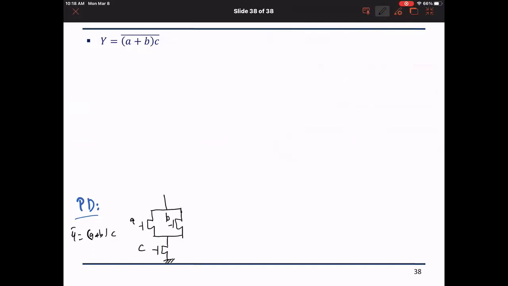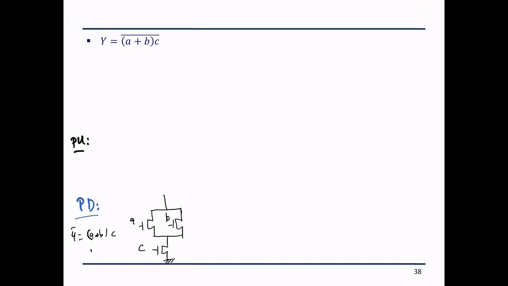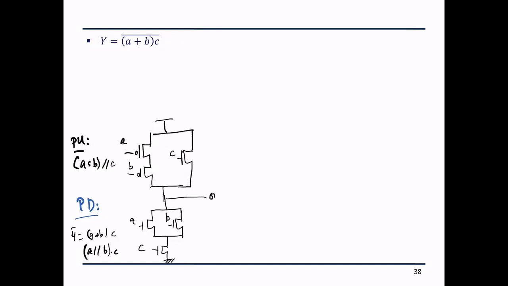The pull up network is going to be the complementary. So what were parallel become series, and what were series become parallel. So I start with the innermost. For the pull up network, this A parallel to B into C becomes A series with B parallel to C. I start with the innermost, so I will have A series with B, and all of these are parallel to C, and this is connected between VDD and out. So this is my circuit.